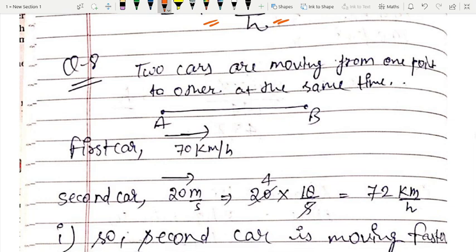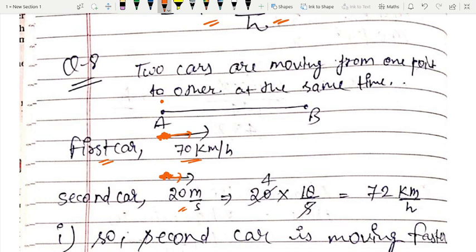Two cars are moving from one point to another at the same time. Let's suppose here is a car, this one is our car. So there are basically two cars, car first and car second, traveling in the same direction. The first car travels with 70 kilometer per hour and the second car travels with 20 meter per second.